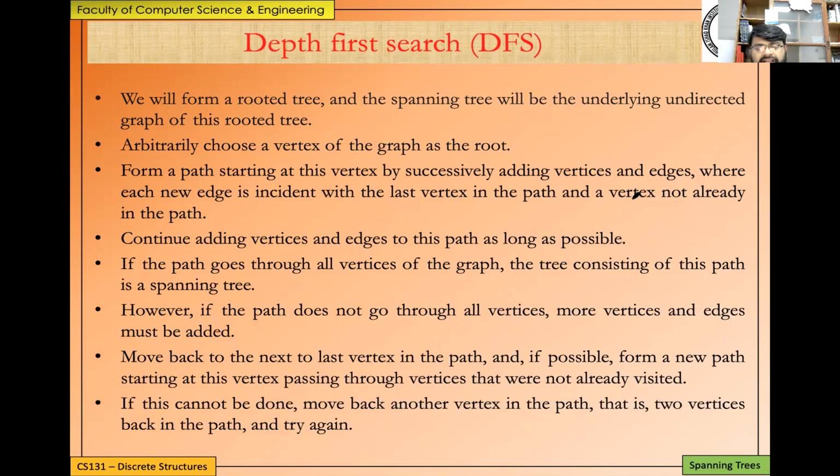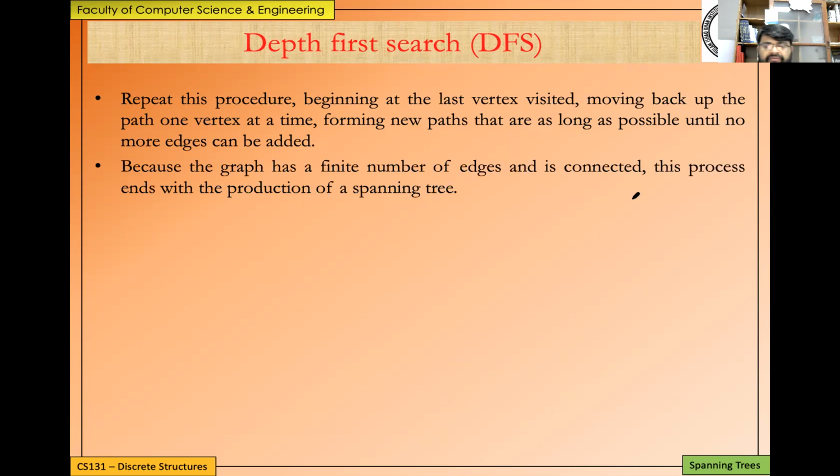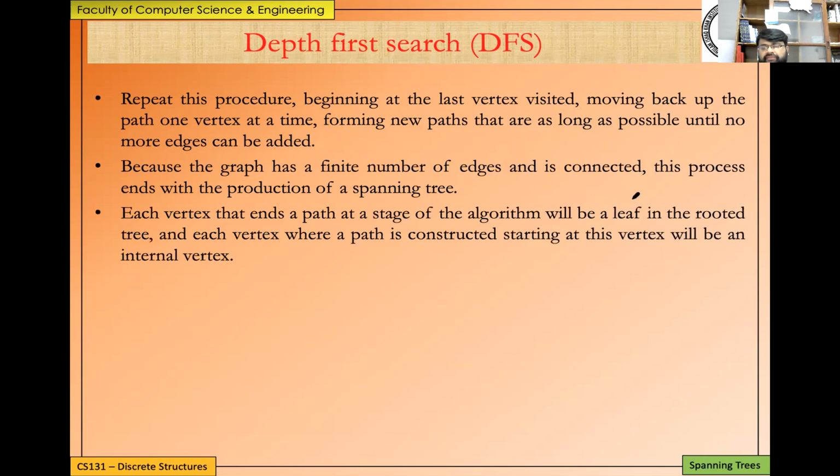And we need to continue this, beginning at the last vertex visited, moving back up the path one vertex at a time, forming new paths that are as long as possible until no more edges can be added. Finally, because the graph has a finite number of edges and is connected, this process ends with the production of a spanning tree. This guarantees the production of a spanning tree.